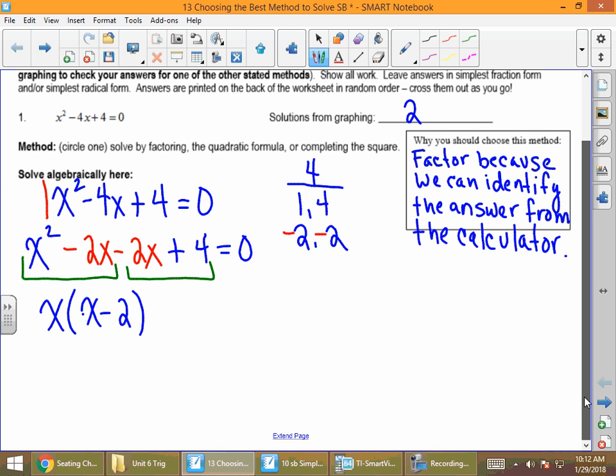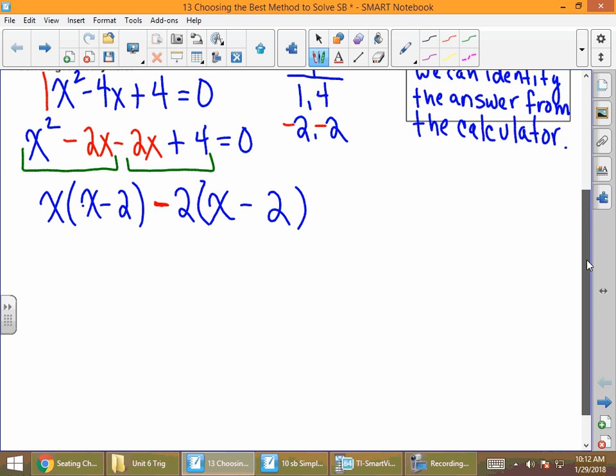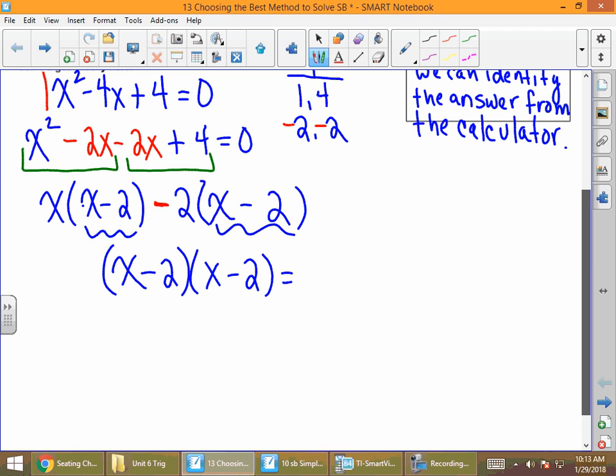Be careful in the second group. There's a minus in front of that 2x. So we're going to be factoring out something that's negative. And between 2x and 4, the greatest common factor is 2. In general, what we get in the first parentheses should be what we get in the second parentheses. Negative 2x divided by negative 2 is x. 4 divided by negative 2 is negative 2. And now we've got this factored because we have x minus 2 and x minus 2.